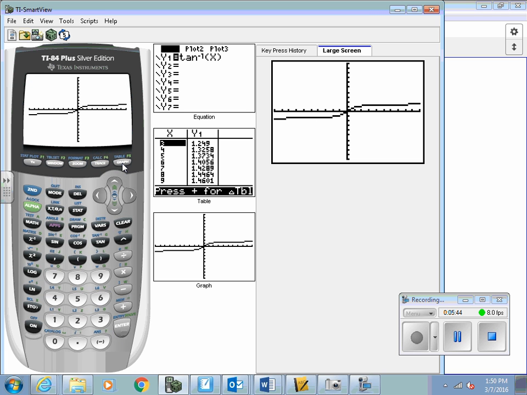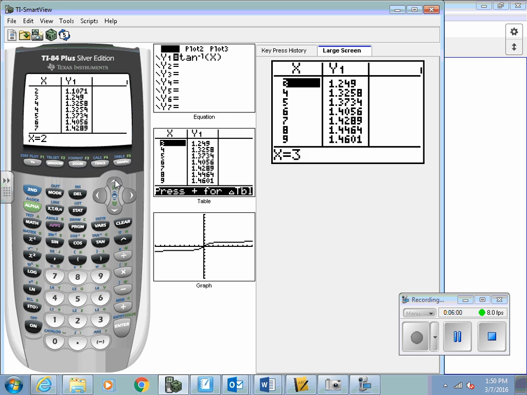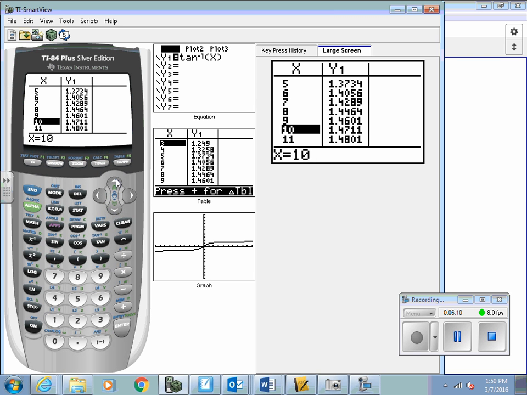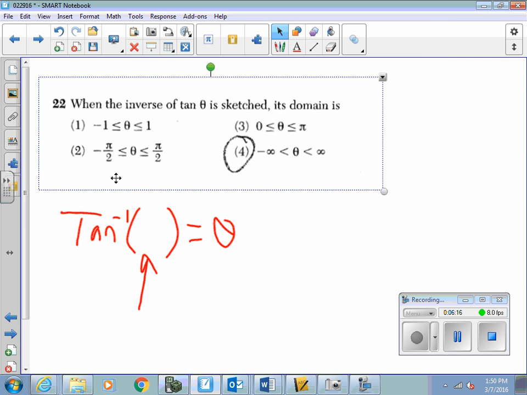And remember, the only thing that's going to affect your domain is if there are values of x that are undefined. So how can you tell that? Well, you can tell on the graph if you see any gaps in the graph. You can also go to the table and look down, and see, are there any? No, doesn't look that way. And again, I'm not going to go through this too much because we're going to be looking at this pretty soon, but the domain is all reals, and all reals would be indicated by negative infinity to infinity.